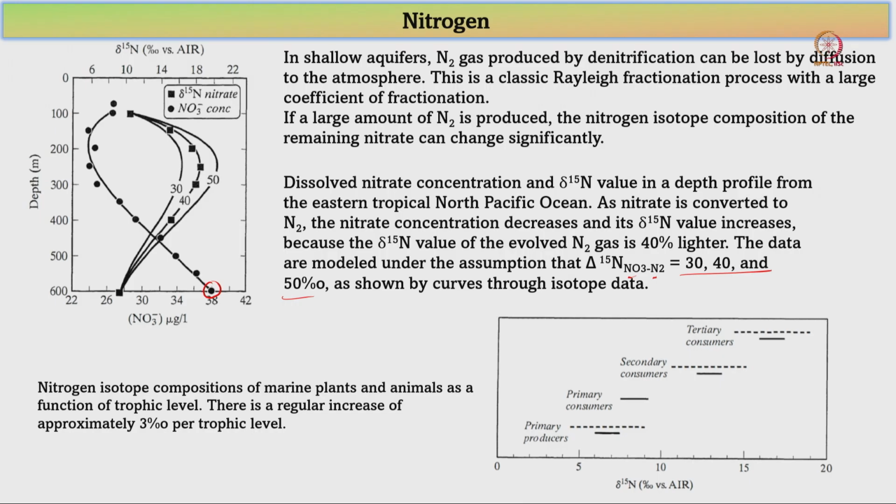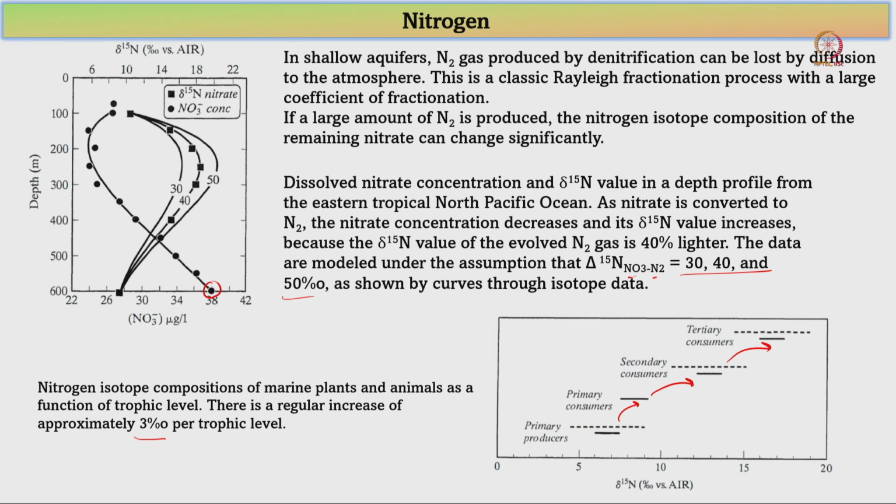The delta 15N values for the animals is here. So, for the marine plants and animals it is a function of the trophic level, and at each trophic shift, you can see there is an increase of 3 parts per mil per trophic level. Why? Because it is getting more and more complex, more and more stable. So, the delta 15N values are getting more and more enriched as the trophic levels are increasing.